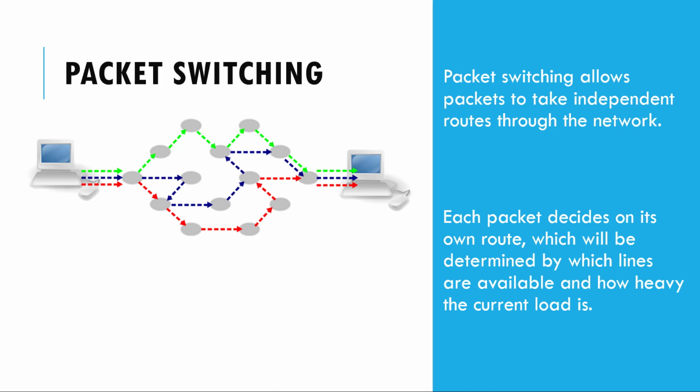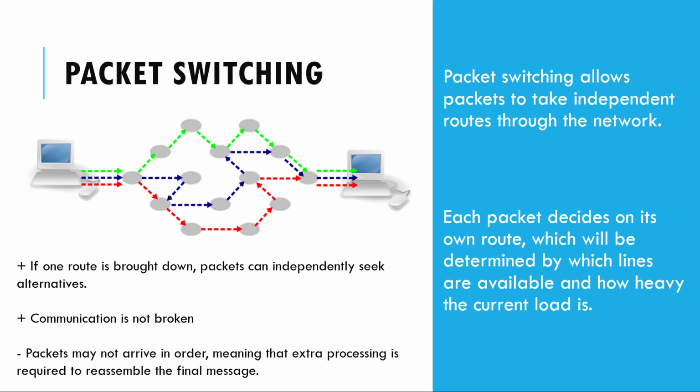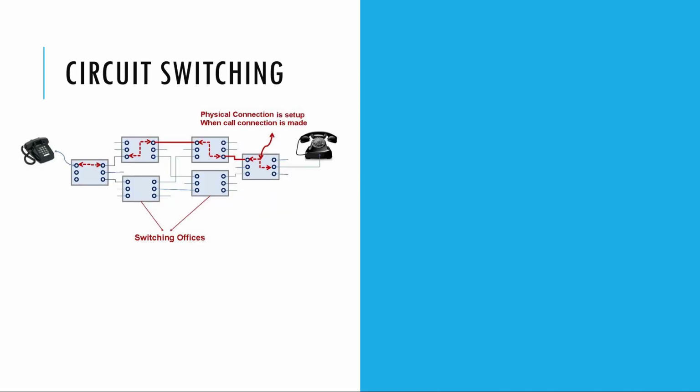And it's just like me when I travel to work in the morning. I'll look, the motorway is really busy. I'll go on the A roads today, or I'll take a different route, etc. And that is good because if we bring down one route, then the packet can automatically decide where it needs to go to get there. And that means communication isn't broken. Packets might not arrive in order though, because they've taken different routes, they take different times, so a little bit extra processing has to happen so we can recombine everything together.